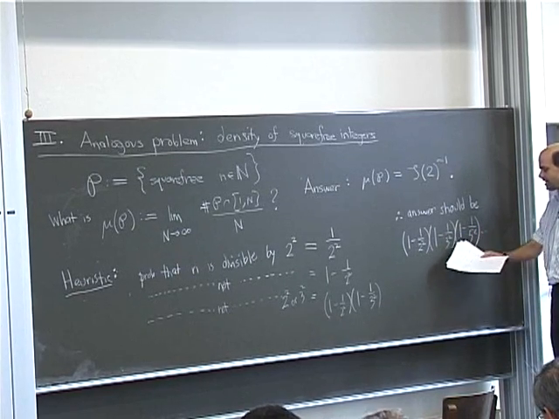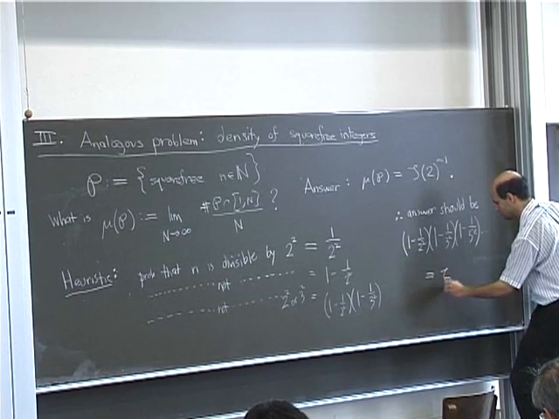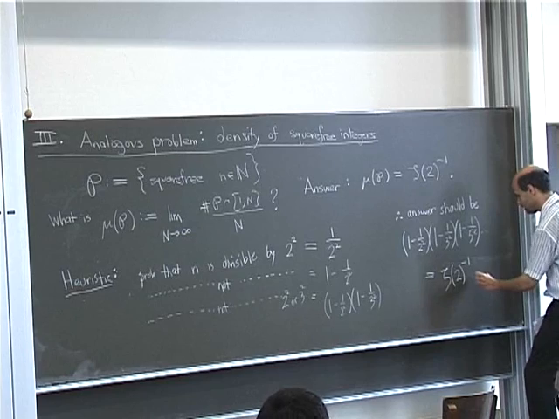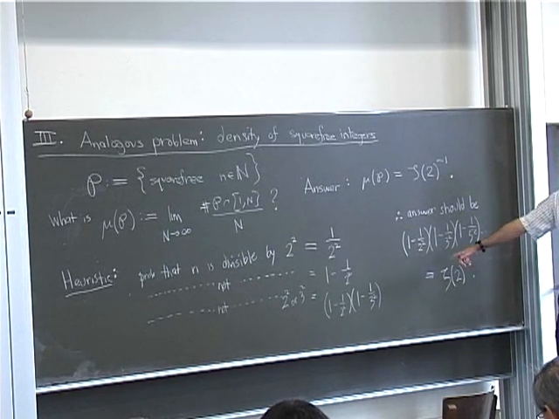And that's exactly the inverse of the Euler product for the Riemann zeta function. So this is exactly this. OK, so what's wrong with this? Why isn't this a proof yet?